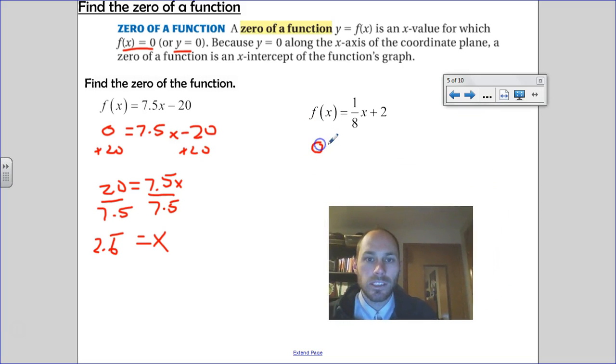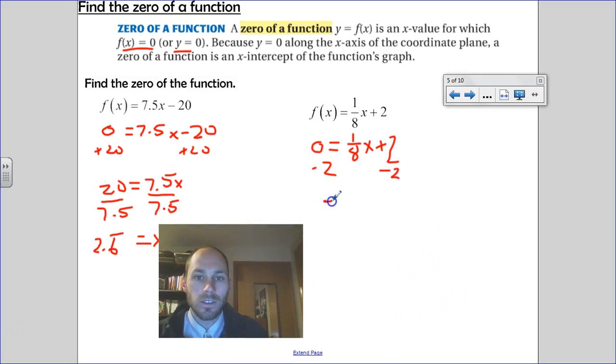Same thing with this equation, 0 in for f of x. 0 equals 1/8 x plus 2. So I subtract 2 from both sides. And negative 2 equals 1/8 x. Multiply both sides by the reciprocal, times 8. So negative 16 is my value for x.